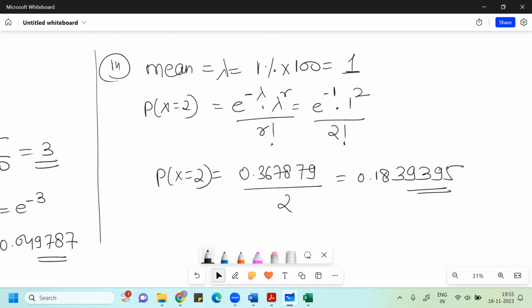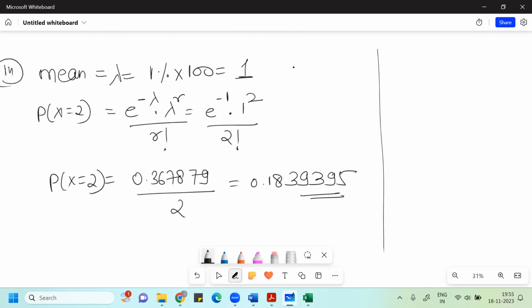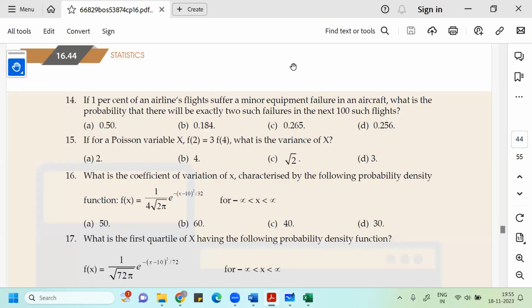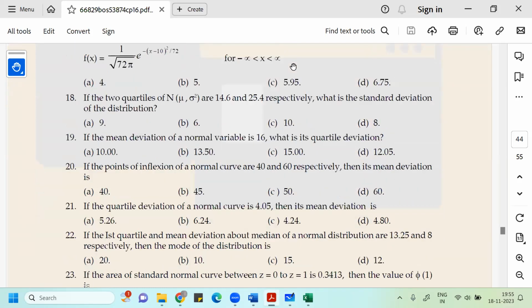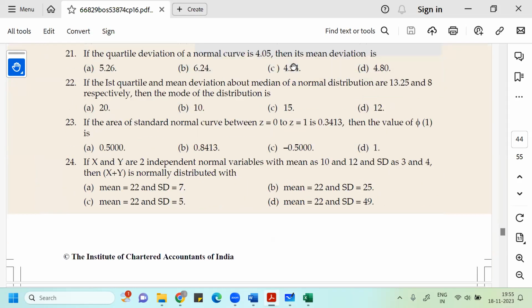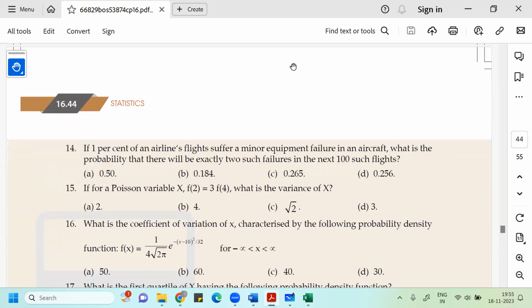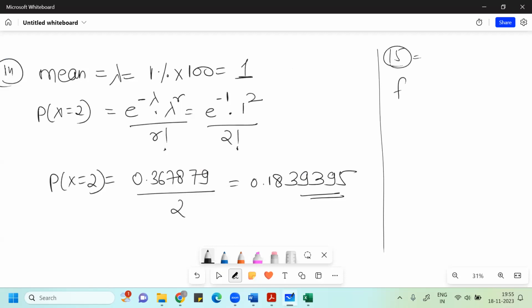Okay, 14 clear. Now let's try 15 question. I think this is the last question of set B. After that, all are normal distribution questions only. After Poisson, we'll discuss normal. 15 question for the Poisson: f(2), means probability of 2, is 3 times probability of 4. What is the variance? Okay, let's do this fast.